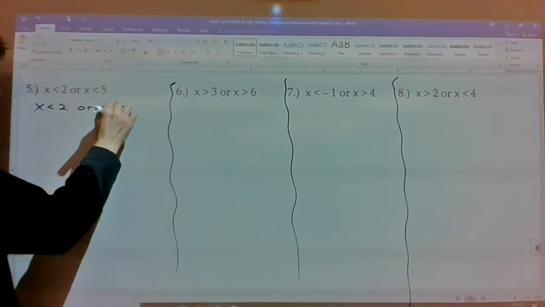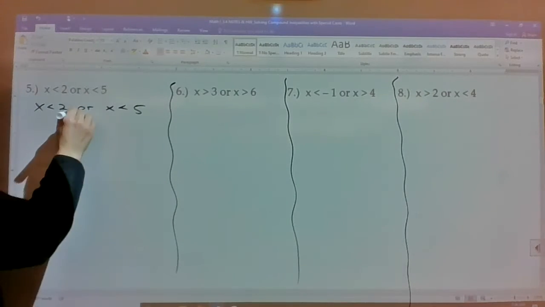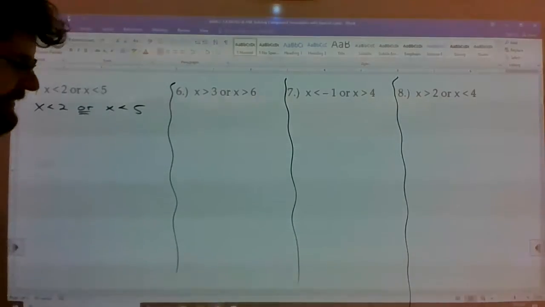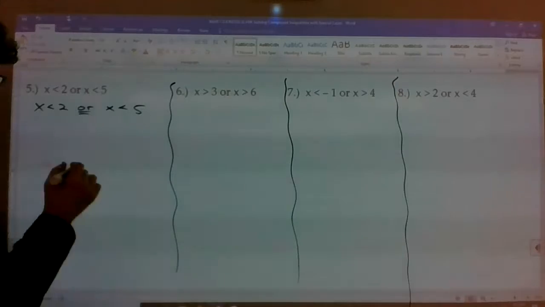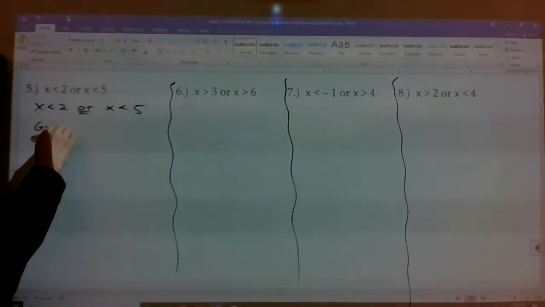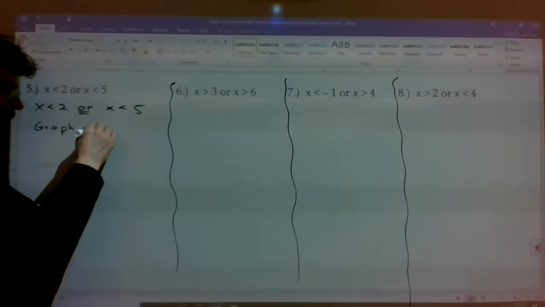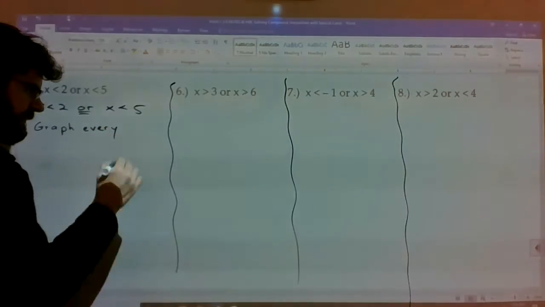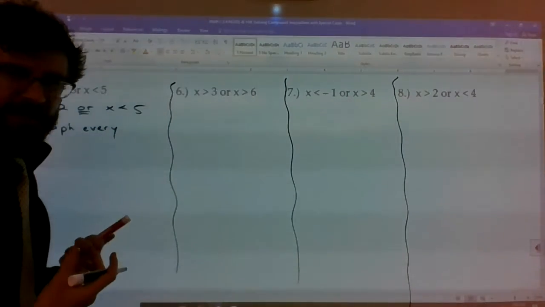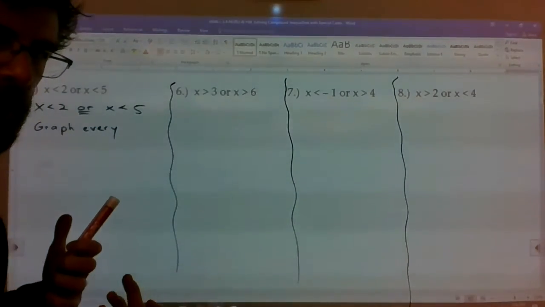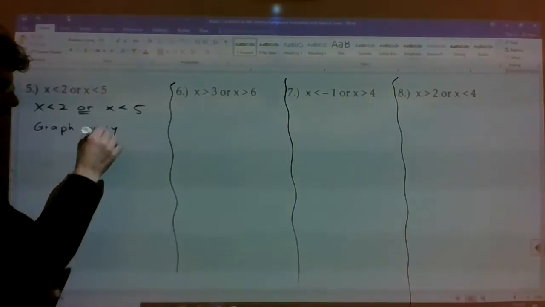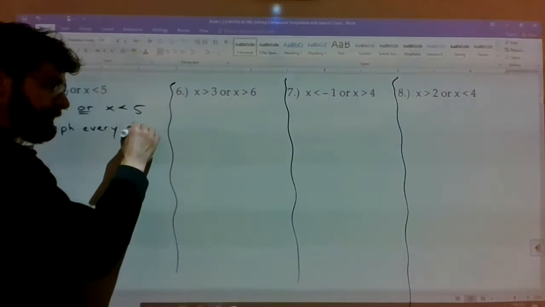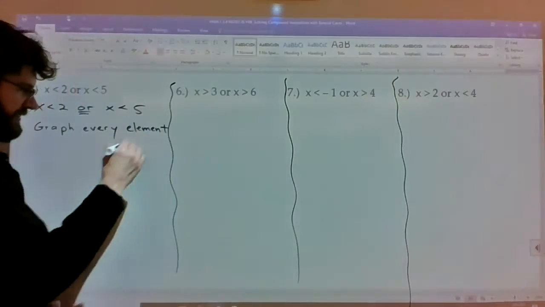So we've switched from and statements to or statements, which, if you recall, literally mean the union, which I translate as to graph every element of both solution sets in the most concise way. So in the most economic way, the one that simply tells what's going on. Graph every element, or every point, of each solution set.